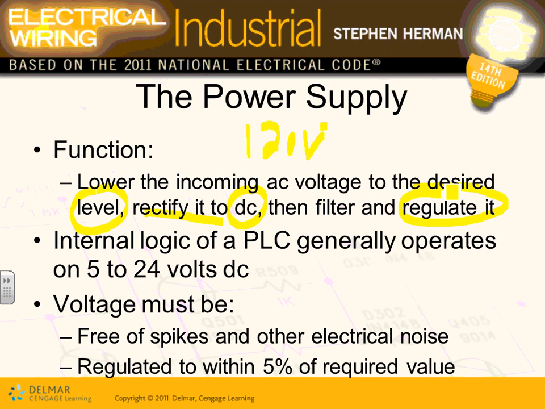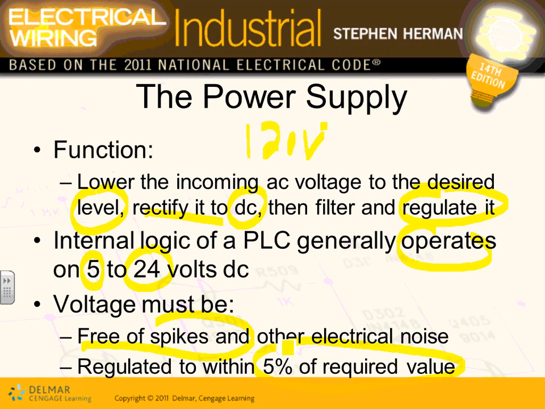Okay, most PLCs operate at between 5 and 24 volts. These are the voltages the electronics will work on. The voltage has to be regulated to within 5% of the desired value. You have to regulate it, so you can't have it drifting.